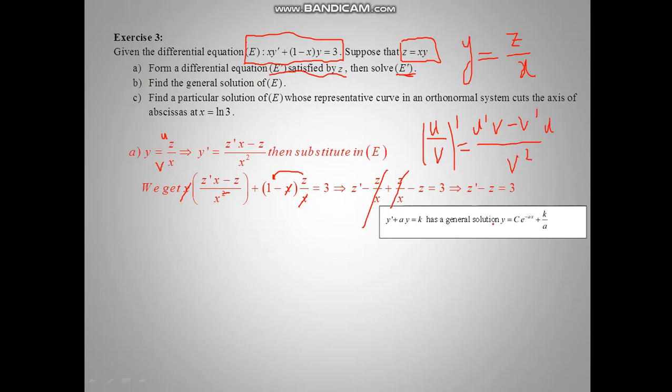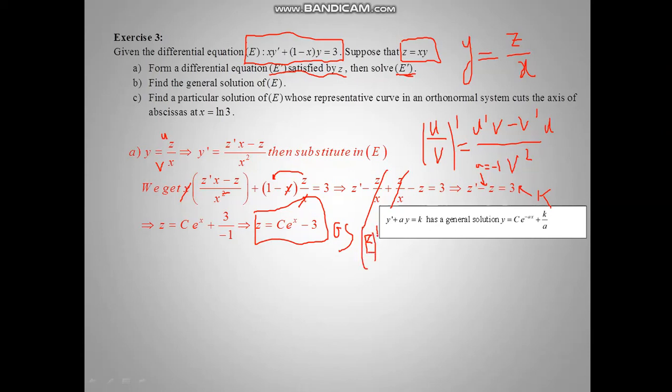This differential equation, we know the general solution. It's c e to the minus a x plus k over a. Which one is a? A is this one, minus 1, and k is the constant after the equality, the second number. Okay, so z equals c e^x plus 3 over a, which is equal to minus 1. Y is not the unknown here, because the differential equation is satisfied by z. So this one is the general solution of the differential equation E prime.